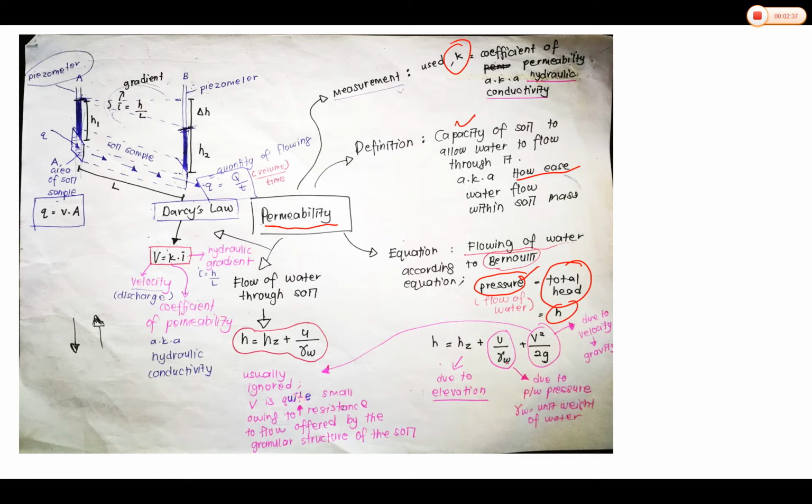But when we talk only about the flow of water through soil, there are only these two terms that we need to consider. Usually we ignore the velocity term, because of the resistance offered by the granular structure. Knowing that the soil has solid particles, the solid particles become obstacles or resistance to the velocity of the water. So with water in soil, we only have Hz, the elevation, and also the pore water pressure and unit weight of water.